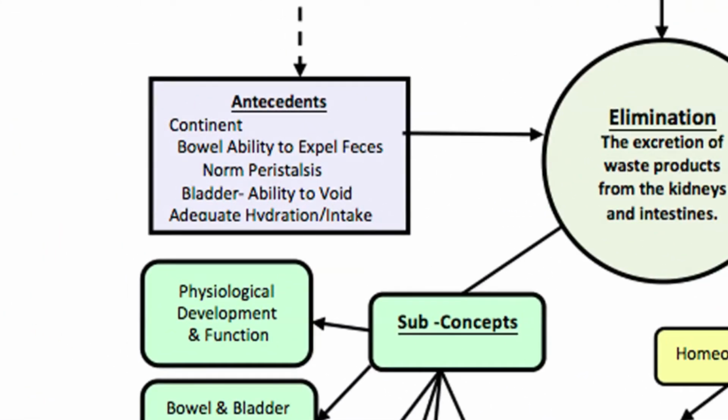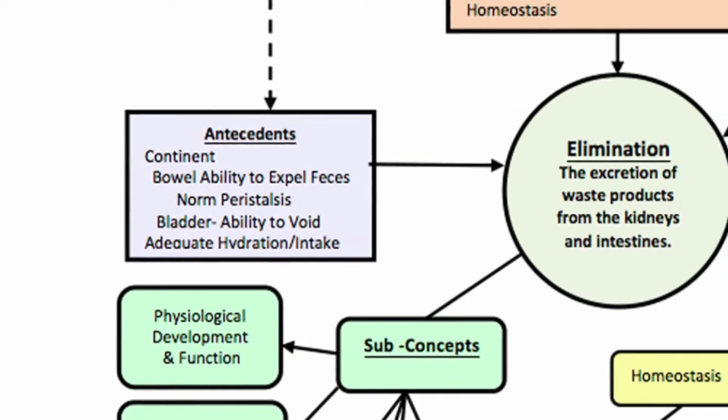What's been compromised? Do they have an adequate hydration? Are they taking in an appropriate diet? Is there some reason why their bladder has the inability to void? Is there no peristalsis? Are they incontinent? What is the problem and what is causing this? So from that, we would decide and we would analyze what would be the appropriate nursing actions to intervene for this.